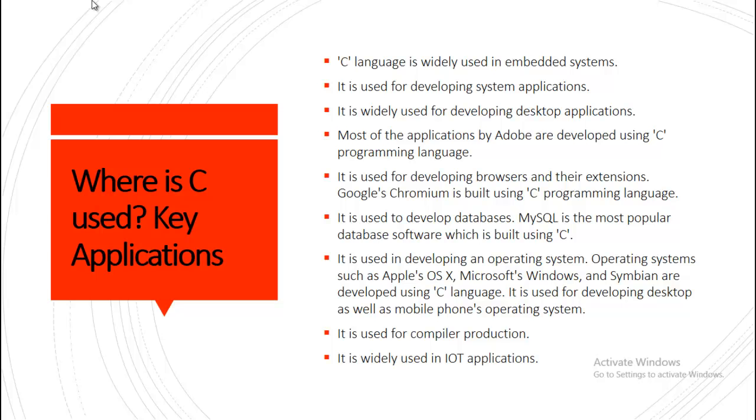It is used in developing operating systems. Operating systems such as Apple's OS X, Microsoft's Windows, and Symbian are developed using the C language. It is used for developing desktop as well as mobile phone operating systems. It is used for compiler production. It is widely used in IoT applications.